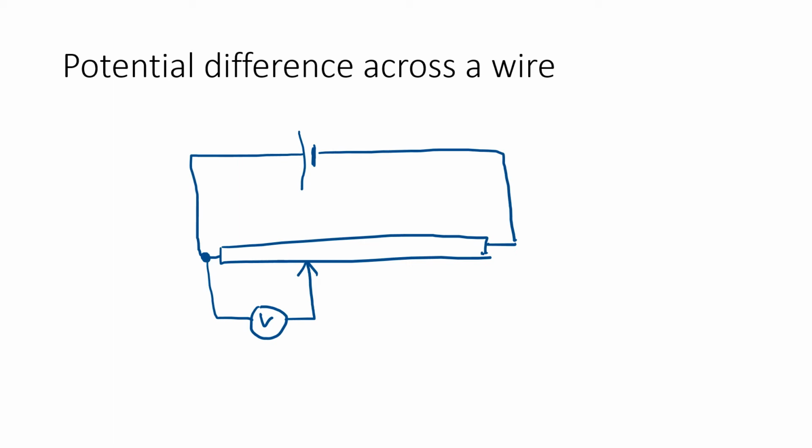If we look at the potential difference across a wire, it's helpful to think of the potential at different points along the wire. So our cell has an EMF of 12 volts. So what would the voltmeter read if the slider was all the way over to the right, for example, or if it was all the way over to the left? What would be the reading on the voltmeter in different places?